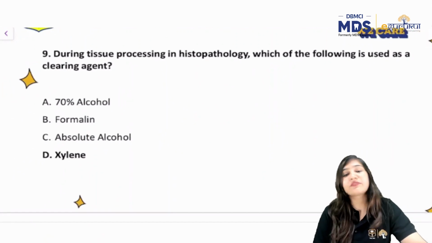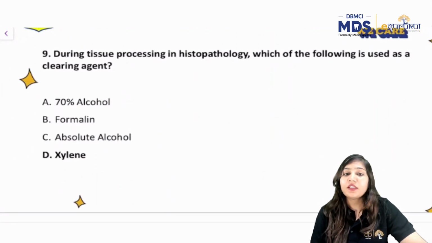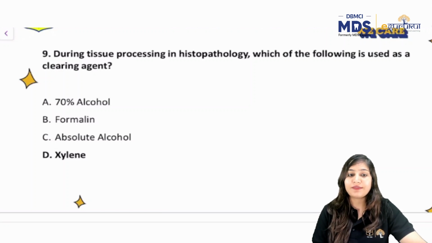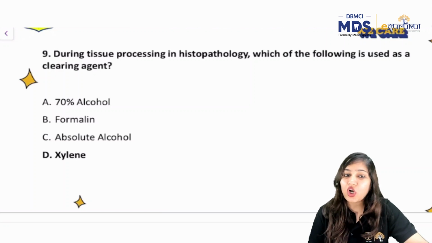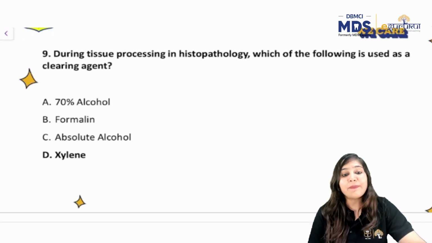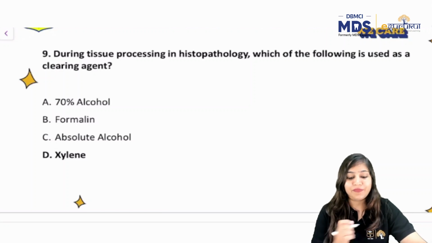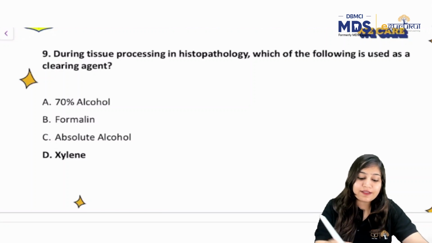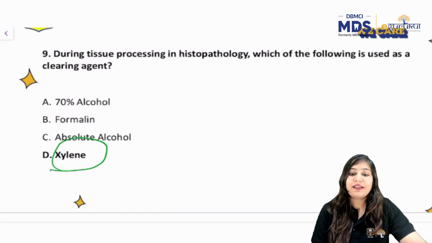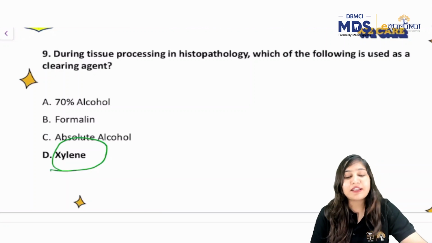Now next question is from our histotechnique. During tissue processing in histopathology, which of the following is used as a clearing agent? Is it 70% alcohol, formalin, absolute alcohol, or xylene? Our correct answer is xylene. Alcohol is a dehydrating agent. It is mainly used during dehydration. Formalin is most commonly used fixative. 10% buffer formalin is most commonly used fixative.